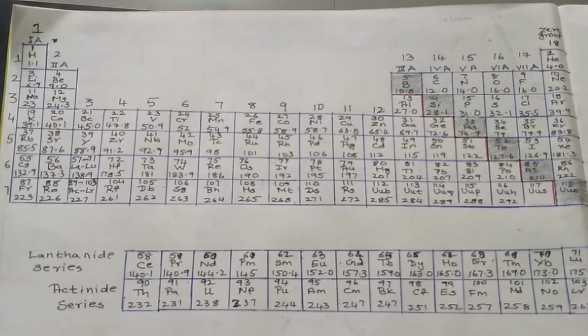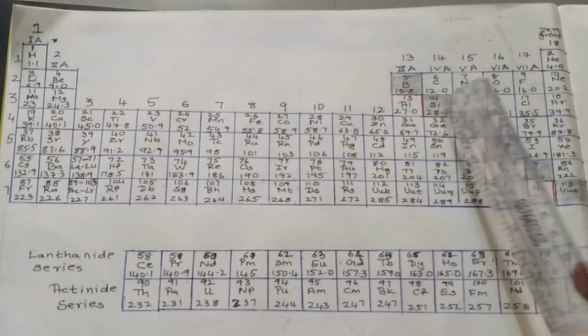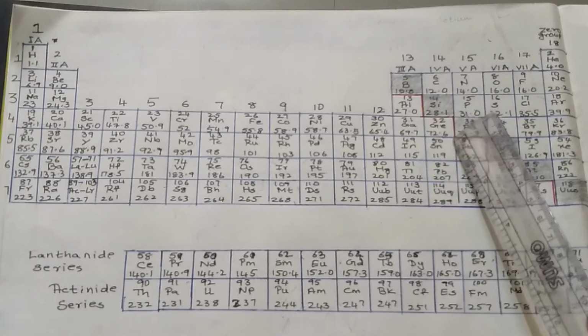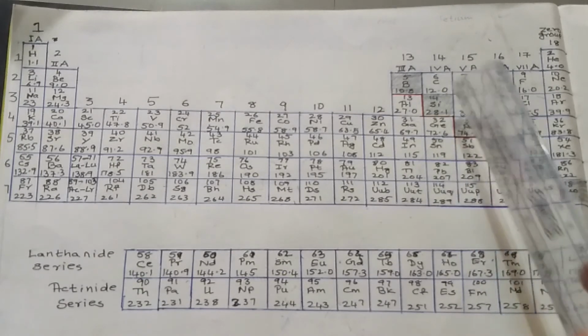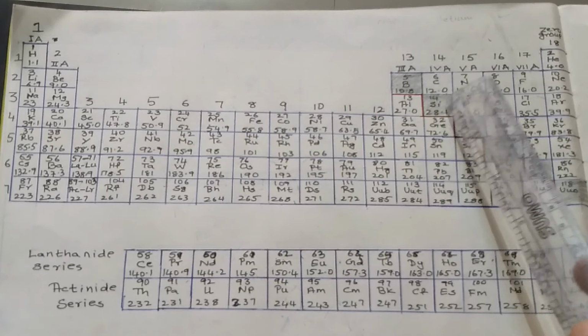Now you can see the three traditional types of elements clearly in this periodic table. What are those three traditional types of elements? Metals, metalloids and non-metals. The elements which are placed on the zigzag border, the one which I have shown in red color, the elements which appear on this shaded zigzag border are all known as metalloids.